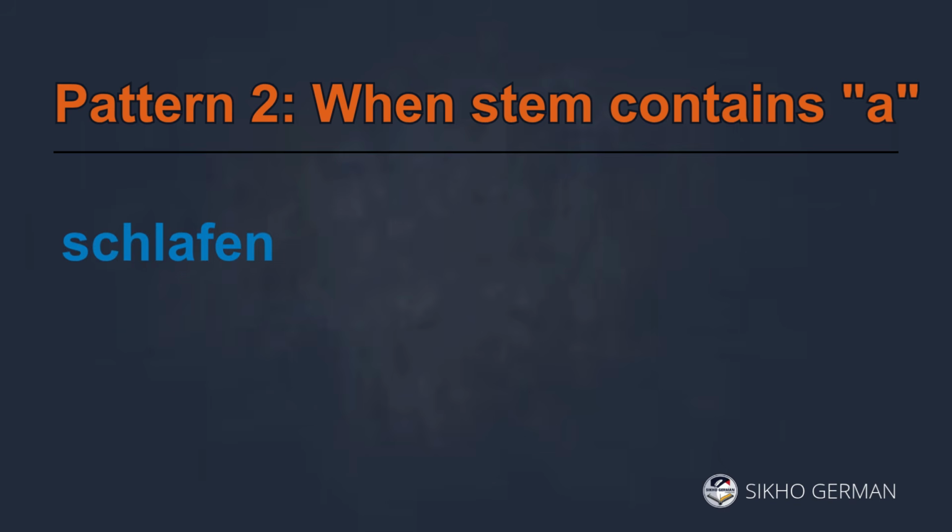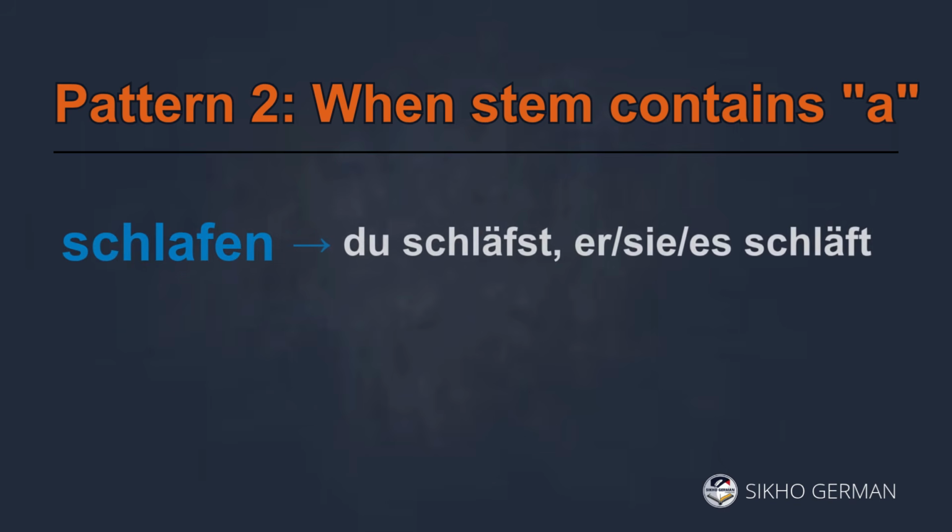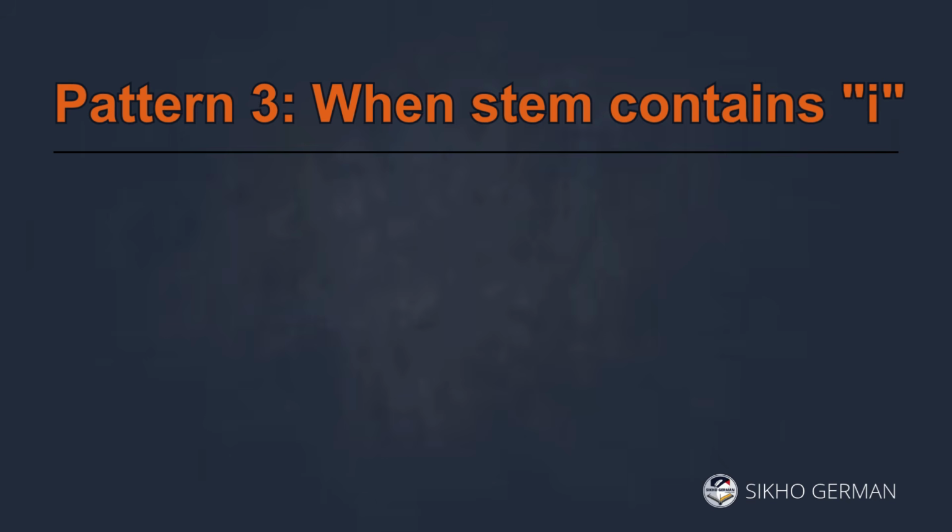One more example, schlafen, to sleep. Du schläfst, you sleep. Er/sie/es schläft, he, she, it sleeps. The a becomes ä. Notice how this pattern is completely consistent. If a verb has a in the stem and it's irregular, it almost always changes to ä for du and er/sie/es.